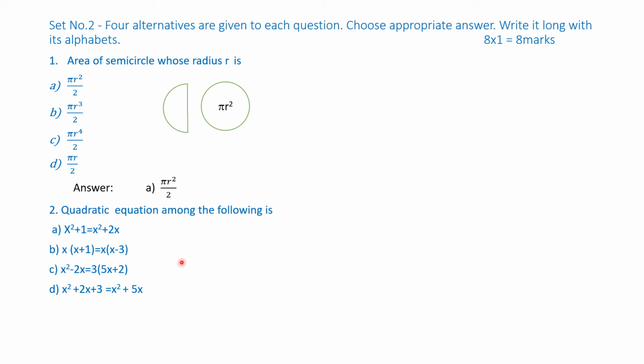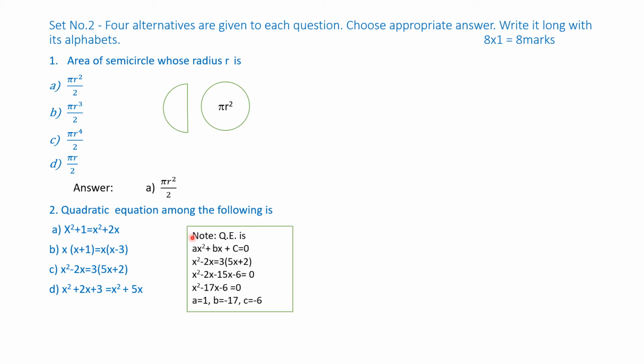While answering, you have to rearrange in the form of a quadratic equation. We know that ax square plus bx plus c is the quadratic equation. Here we have to see which one is having x square terms. You have to segregate it. In the first, x square gets cancelled, so this is not a quadratic equation. Here also x square gets cancelled, so this is not a quadratic equation.